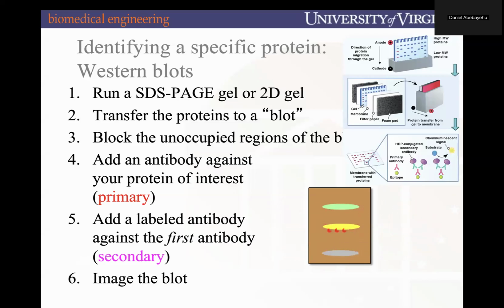So a primary antibody binds to your specific protein of interest. You come in with a secondary that has some sort of fluorescent or chemiluminescent signal attached to it. And now you can image your blot and see a band emerge for your specific protein of interest.